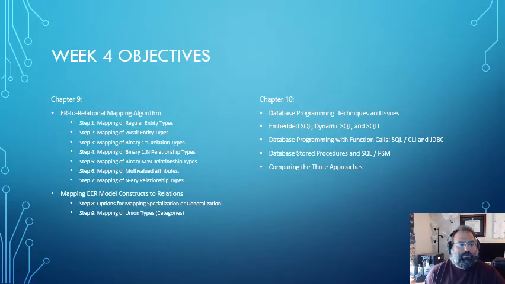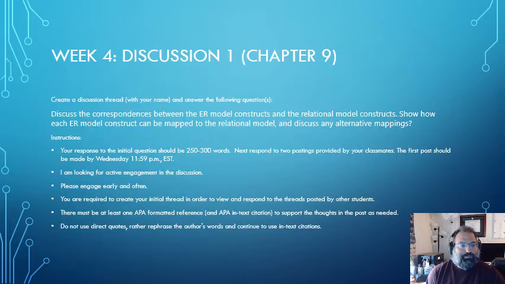So moving into the objectives for week 4, chapter 9 talks about the ER to relational mapping algorithm. We'll go through those 9 steps. Then chapter 10 talks about database programming techniques: embedding SQL, dynamic SQL, and SQLJ, database programming with function calls such as SQL/CLI and JDBC, and database stored procedures and SQL/PSM, as well as comparing those 3 approaches.